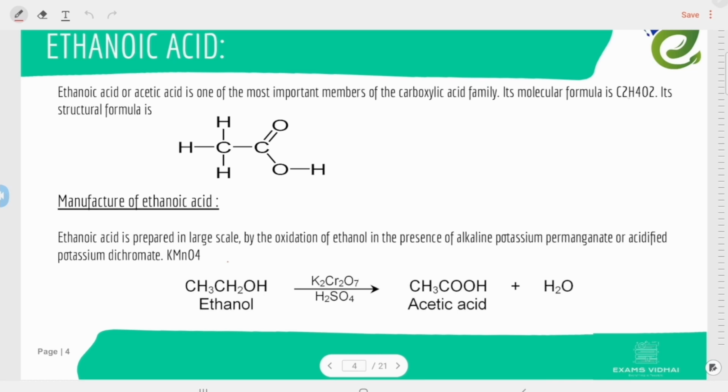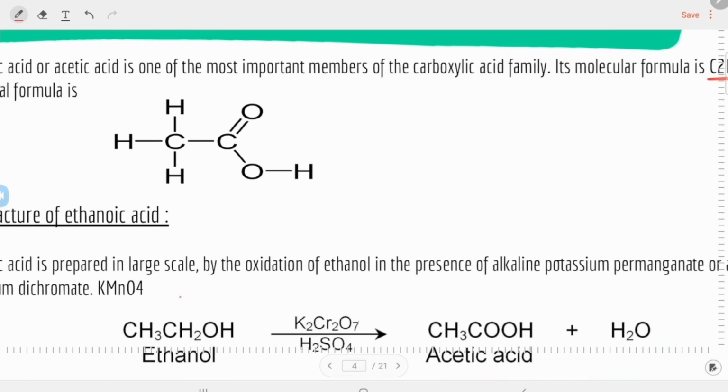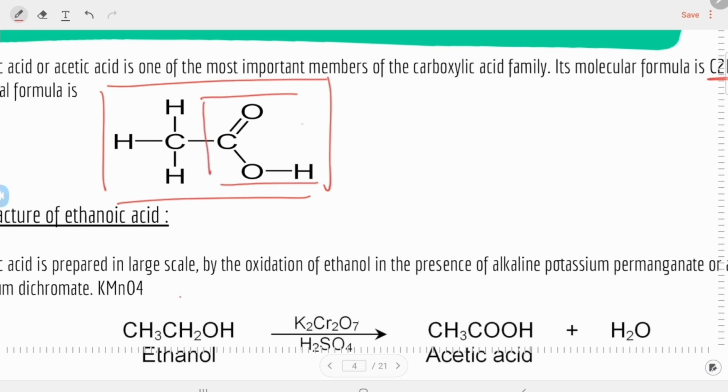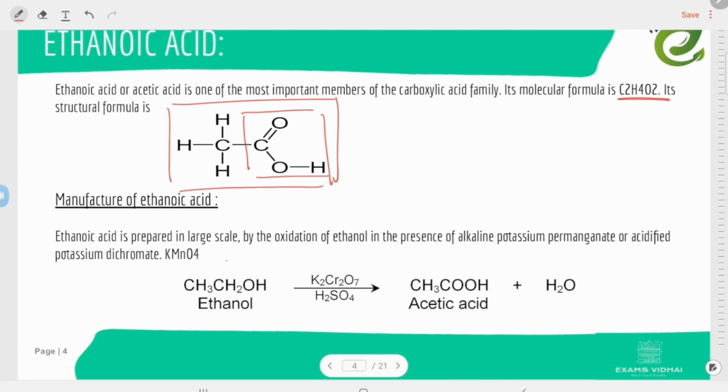It has a molecular formula of C2H4O2. Its structural formula is this. Why do we call this an ethanoic acid? Because it has the carboxylic acid functional group. Manufacturing of ethanoic acid.